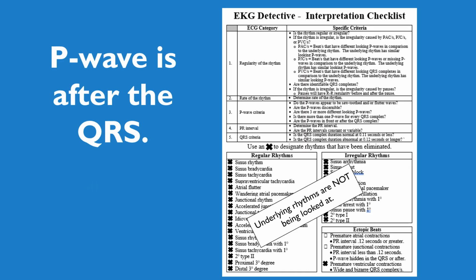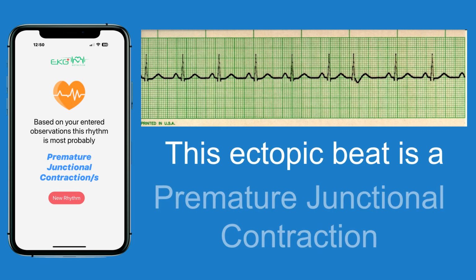Referring to our checklist, since the P wave is after the QRS complex, that means we can eliminate premature atrial contractions because PACs are going to have P waves that are in front of the QRS with a PR interval that is 0.12 seconds or greater. And that will leave us with the premature junctional contractions that we've been working from. And the app will take us again to the premature junctional contraction.